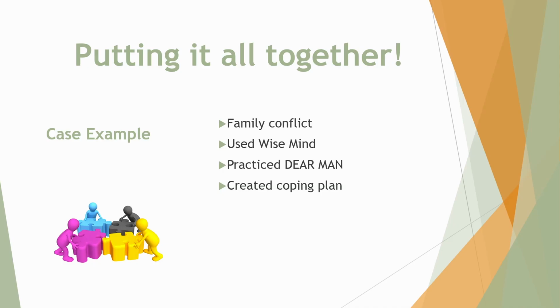Once the emotional chain was identified, we introduced the concept of wise mind, which is another one of the core principles of DBT. We discussed the difference between the emotional mind, where feelings completely drive the behavior, and the reasonable mind, where logic dominates. Wise mind represents the balance between those two states.